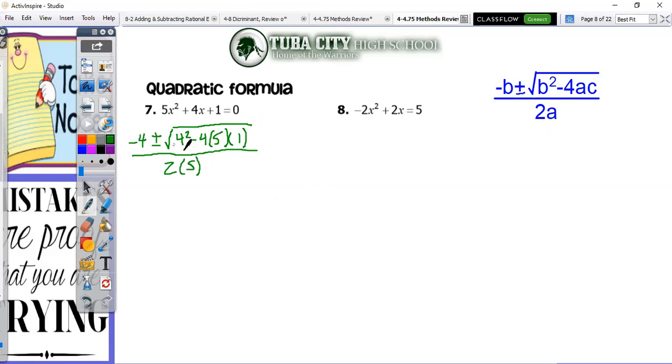I always start with what we call the discriminant, which we covered in a previous lesson. Our discriminant is all of this here. So I have 4 squared, which is 16. And let's see, 16 minus 4 times 5 is 20, and 20 times 1 is 20, okay? So in this case, I got 16 minus 20, which is going to be negative 4. So I'm going to go ahead and put negative 4 in here.